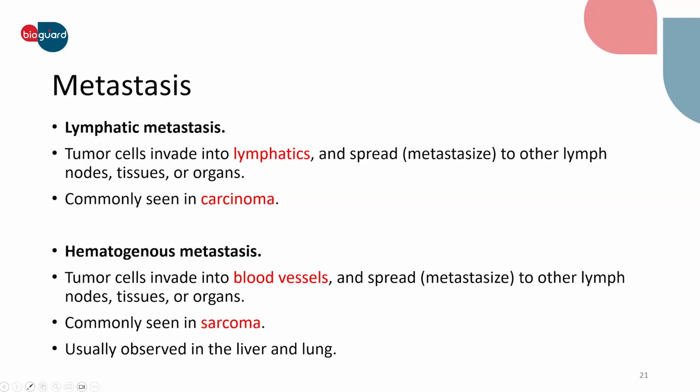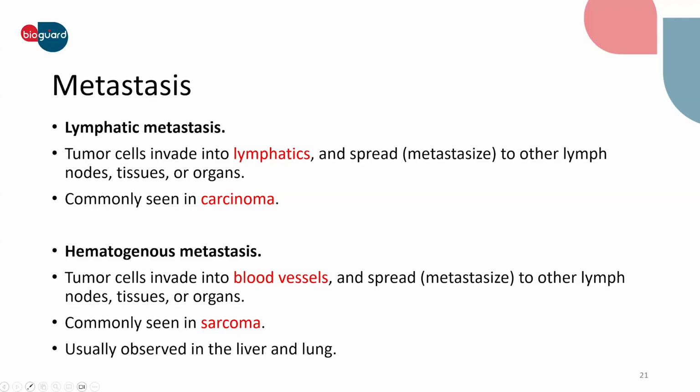The second one is hematogenous metastasis. Here, tumor cells invade blood vessels, usually the veins, because their walls are thinner. Once inside the bloodstream, the cells can travel far and form new tumors in other organs. This kind of spread happens more often in sarcomas.